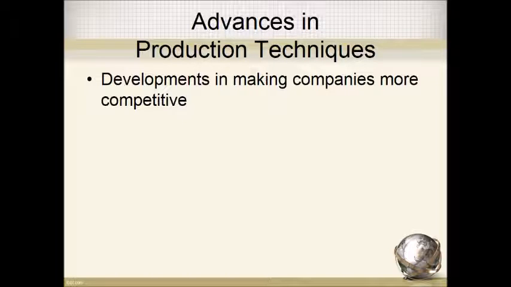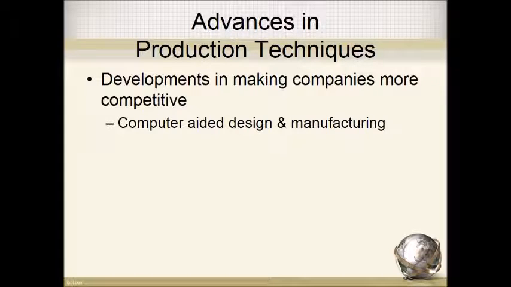One of the issues involved in making companies more competitive was the use of computer-aided design and manufacturing processes. For example, you have CAD. CAD is the use of computers to design products. Then you have CAM. CAM is the use of computers in the manufacturing of products. Both of these processes save the organization time and money and allow for more customized products.